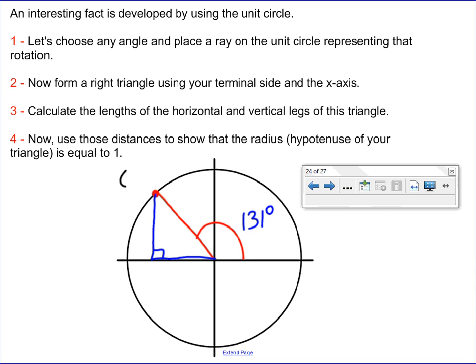Recall the x-coordinate of this point is given by the horizontal leg length of that right triangle. The y-coordinate of this point is given by the vertical leg length of that triangle. If this is a unit circle, like our activity from before, a unit circle has a radius that's defined to be 1. So what relationship exists between the leg lengths in a right triangle, x, y, and 1?